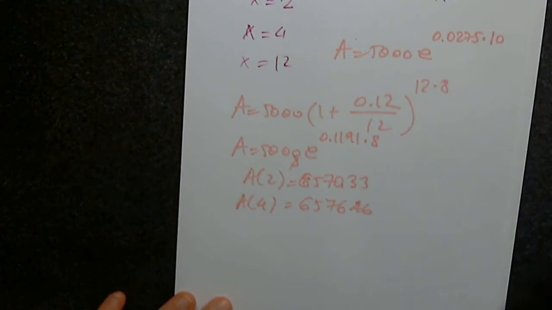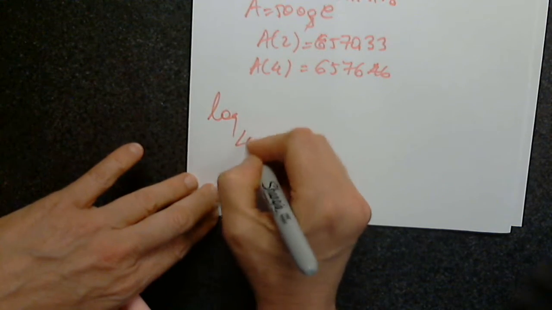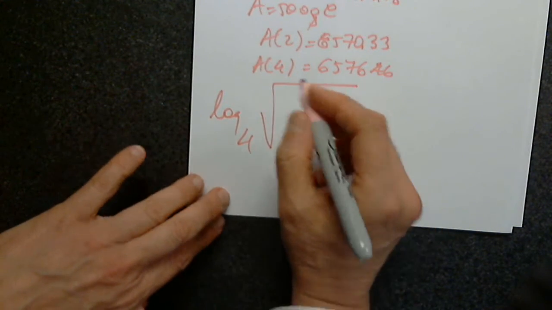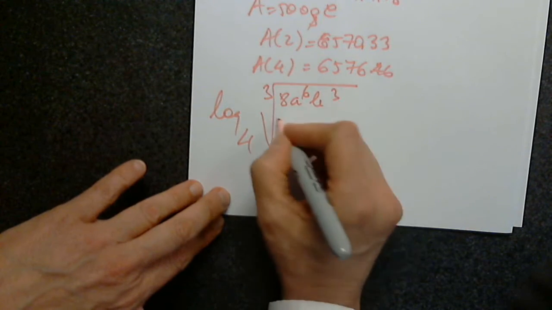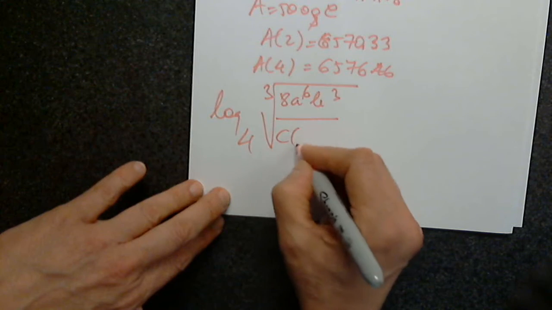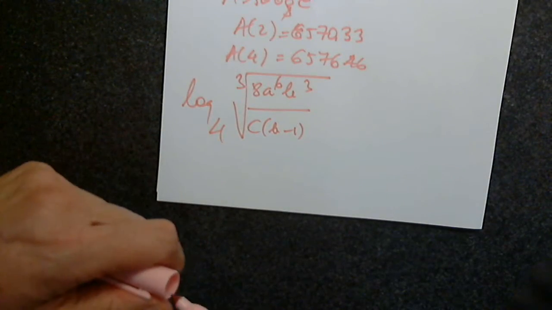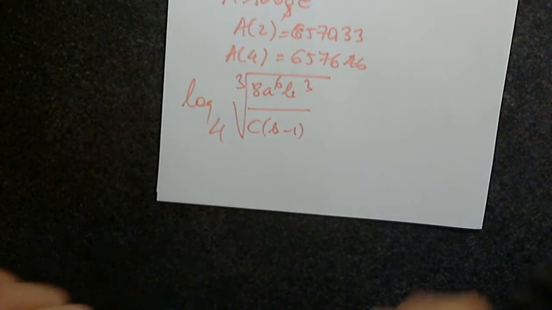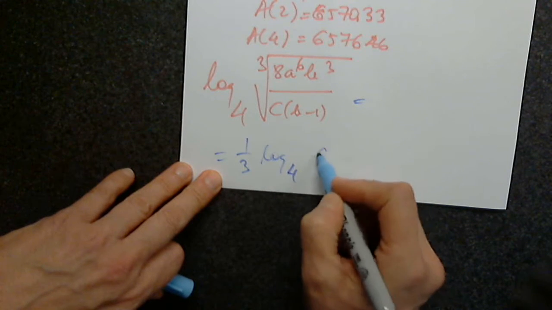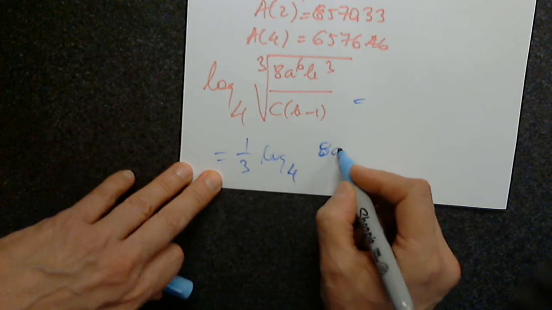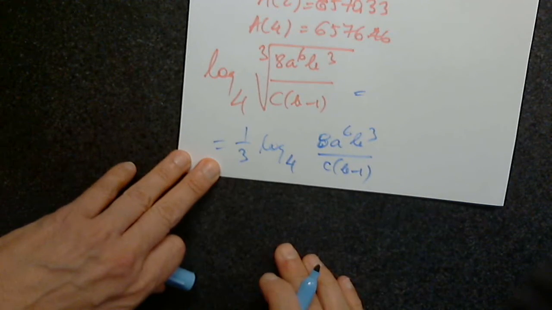So in 5, we have log base 4 of the cube root of 8, a to the 6th, b to the 3rd, divided by c times b minus 1. There is more than one way here. First I have to take the 1/3 in front. Log base 4 of 8, a to the 6th, b to the 3rd, c, b minus 1.